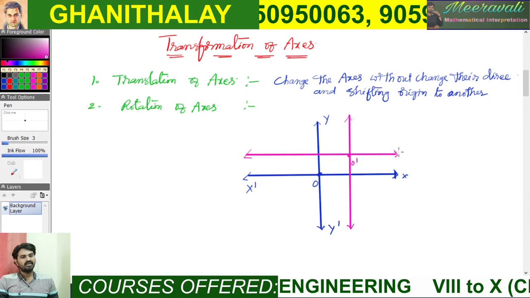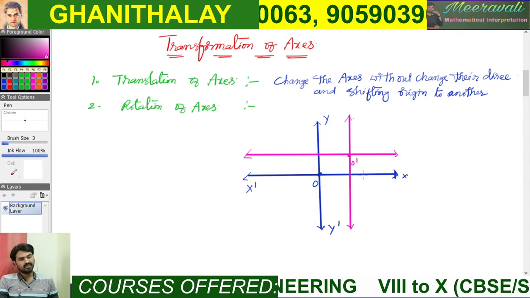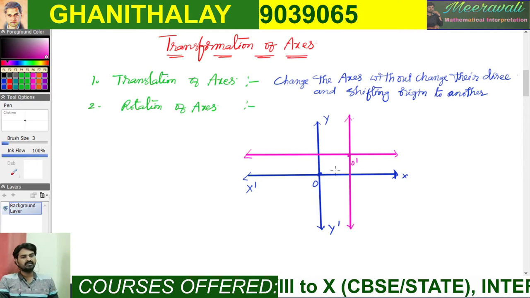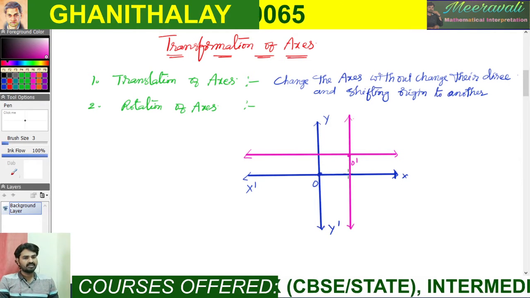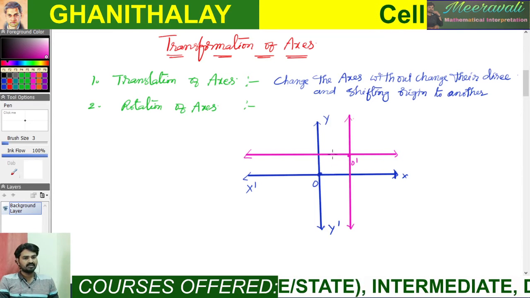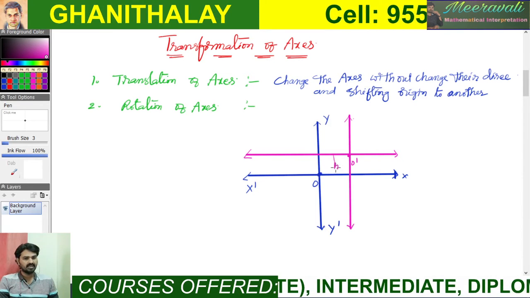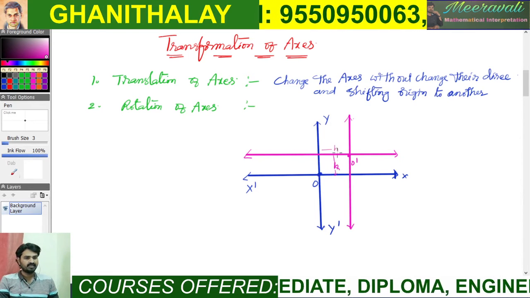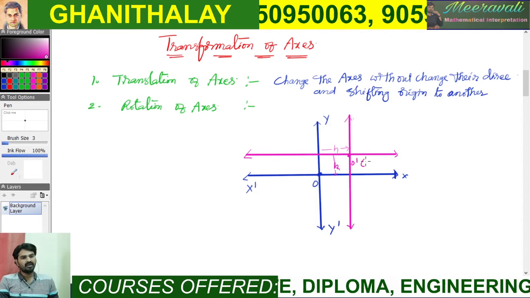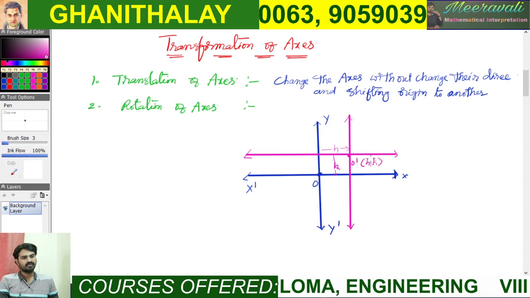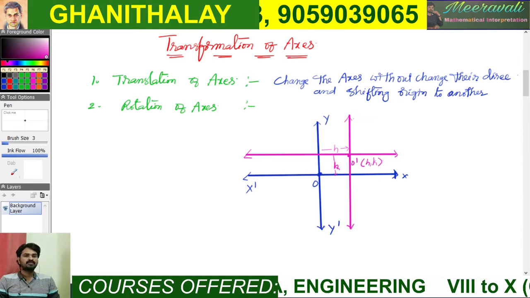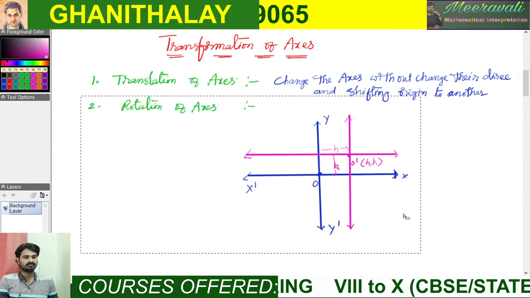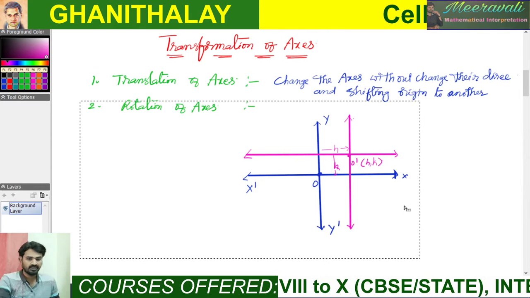Here the new axes are parallel to the original x-axis and y-axis. If the distance moved along the y direction is k, and along the x direction is h, then the coordinates of the point O dash are h comma k. Okay, this is the concept. About the translation of axis, you need to remember one thing.